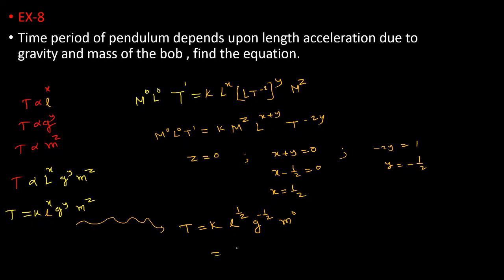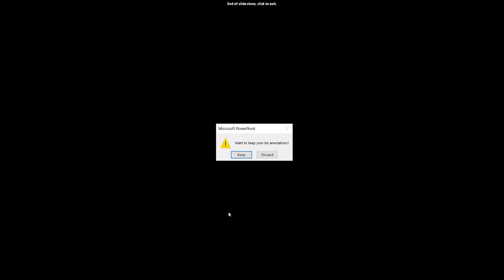So what will be the complete equation? Can I write here L by g? It will be root over L by g, because this power is half and this power is minus half. Clear? So the formula for time period will be k into root over L by g. Okay guys, is that clear to all of you? I hope it is clear to all of you.